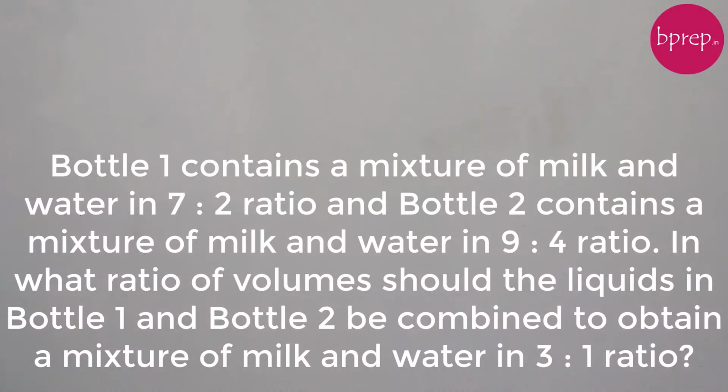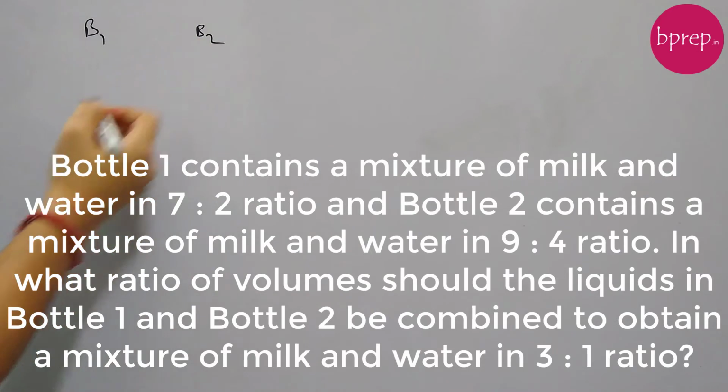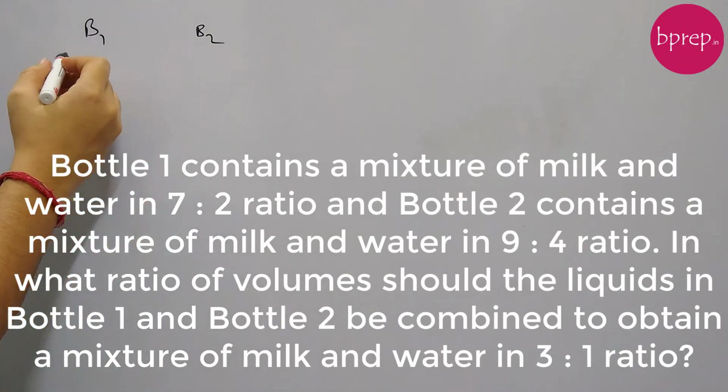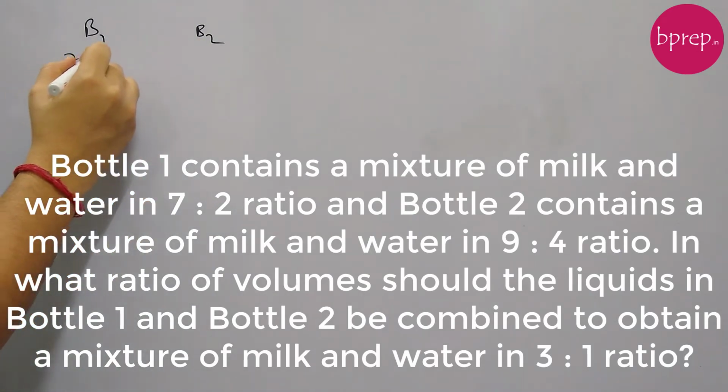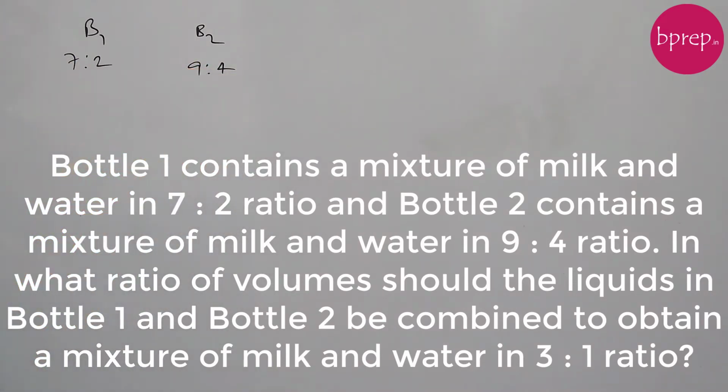Let's start. Bottle 1 contains a mixture of milk and water in 7:2 ratio, and bottle 2 contains a mixture of milk and water in 9:4 ratio. So we have two bottles, bottle 1 and bottle 2. In bottle 1, milk and water are 7:2, and in the other bottle it is 9:4. In what ratio of volumes should the liquids in bottle 1 and bottle 2 be combined to obtain a mixture of milk and water in 3:1 ratio?